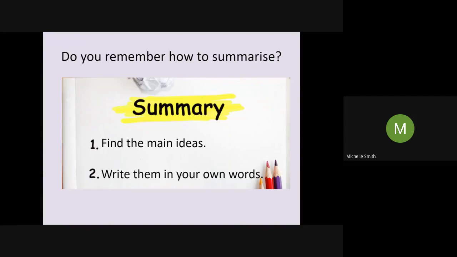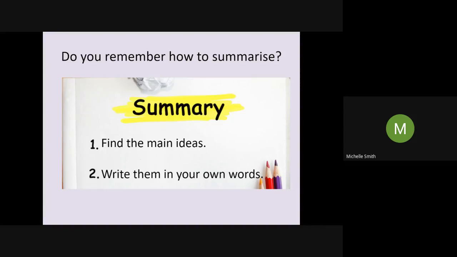What are the most important things that you are going to take away from that film or from that piece of writing? And then for this question 5, you're being asked to write them in your own words. So we're looking at something quite large, we're finding the main points, and we are briefly sort of writing them again in our own words. So we're making something that's really big, small.